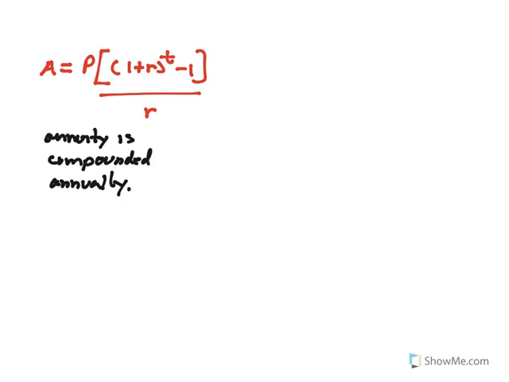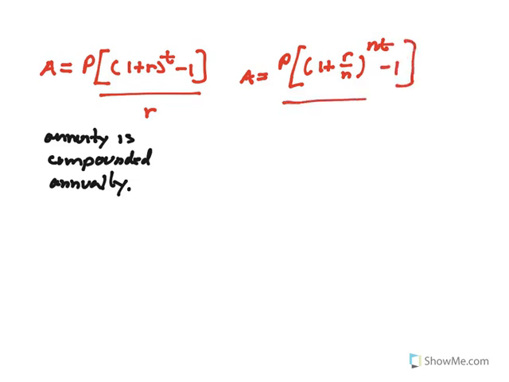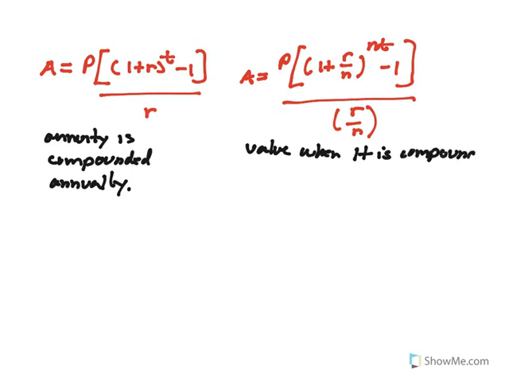And the next formula is this one, and we've used that a little bit earlier in the previous problems. 1 plus r over n raised to the nt power minus 1, close bracket, all over r over n. We use this particular formula to find the value of the annuity when it's compounded more than once a year.